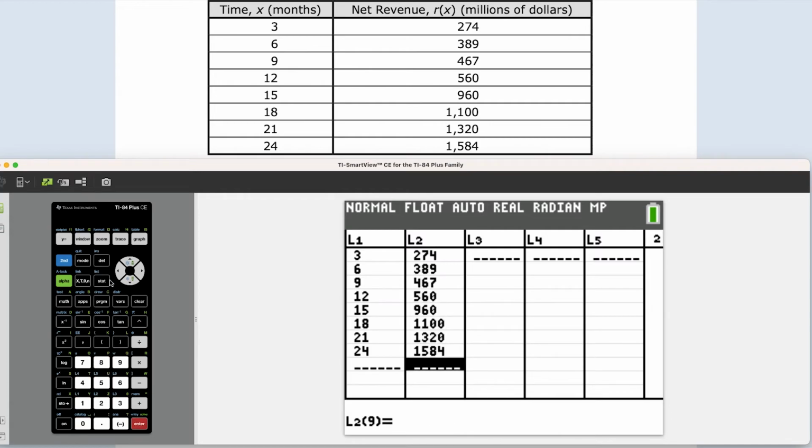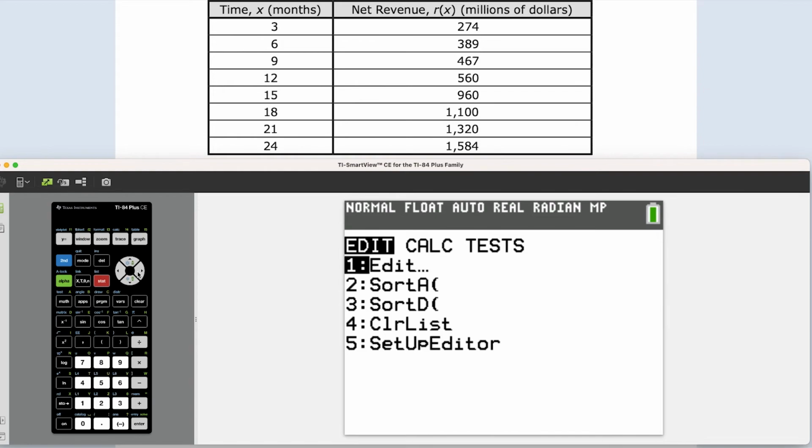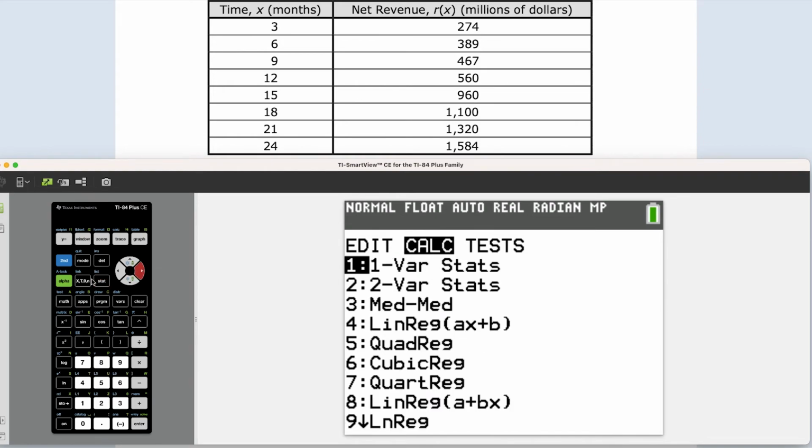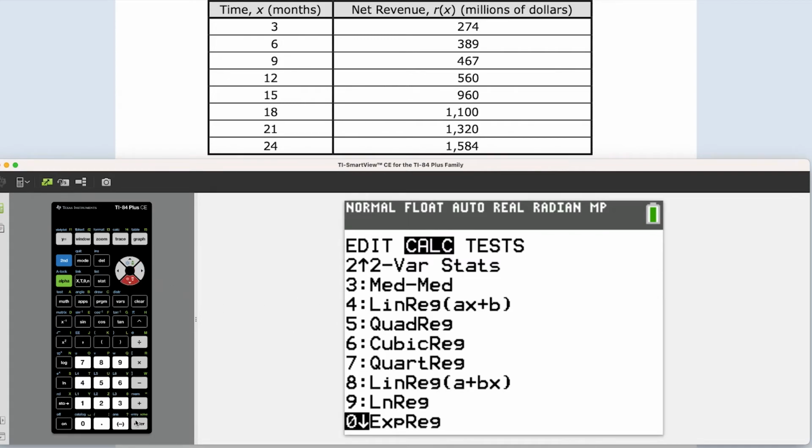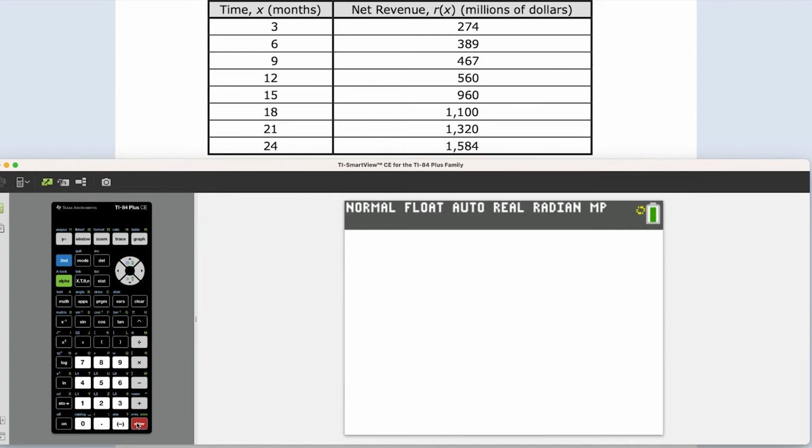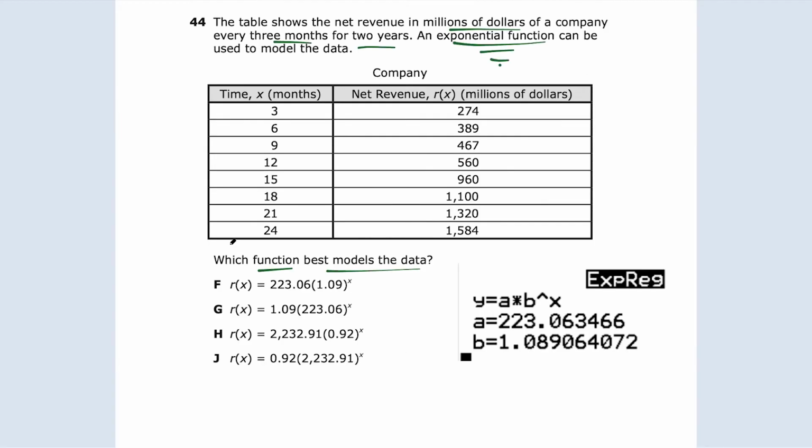Now, once again, we need an exponential regression because they said an exponential model can be used. So we go to stats, we go to calculate by scrolling to the right. And now exponential regression, we're just going to look for this here. It is at option 0. Press enter a whole bunch of times, calculate, and then here are the values we need. So now we just record everything.